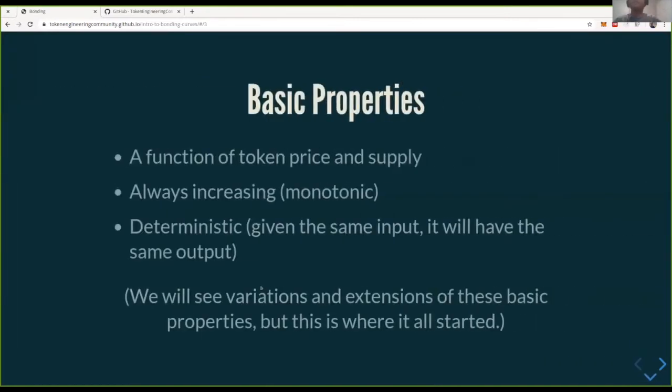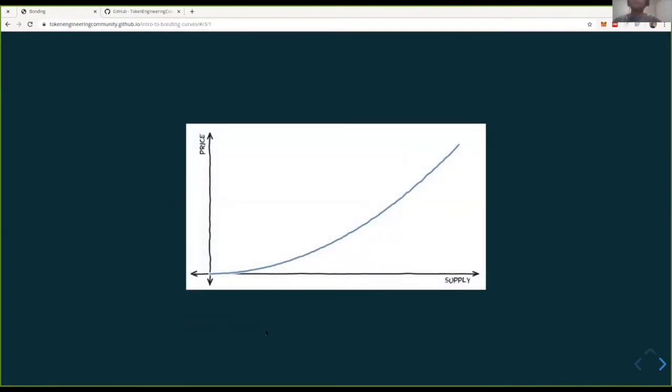Bonding curves are a very core component of a lot of token engineering systems. Some of the basic properties that you've learned a bit about already from Simon are that you've got a function, which is at least a function of token price and supply. It is monotonic, which means it's always increasing. And it is also predictable or deterministic. So given the same input, you'll have the same output. But as you'll see in later examples, there are lots of variations of this, and this is where it all started. So you could consider this a monotonic bonding curve.